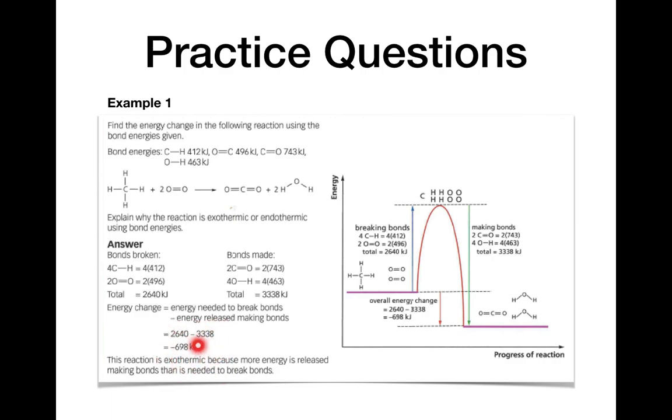So if you get mixed up with negative, positive, exothermic, endothermic, you can always look here. Am I releasing, do I have more energy to make bonds or to break bonds? Because I'm releasing energy making bonds, more of that energy is being released than is used to break bonds. It's exothermic.